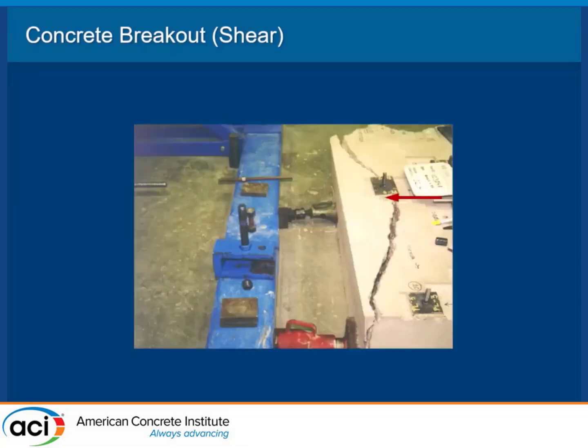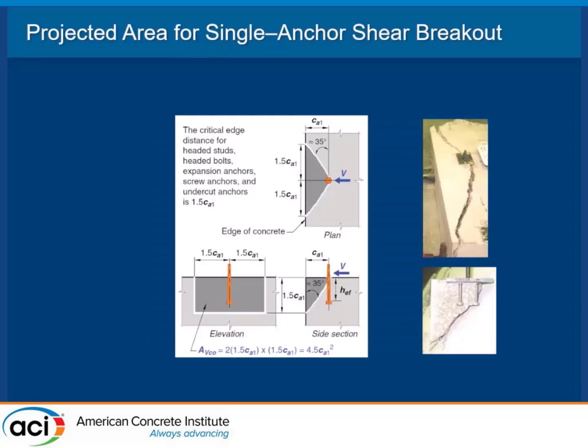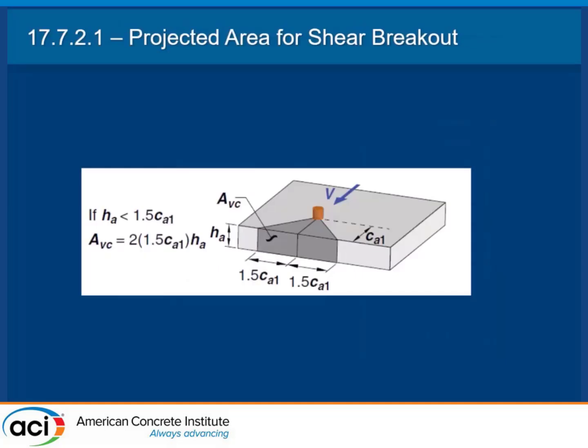Here's another case where you can see breakout. You're seeing that magical 35 degrees going out this way, and then we saw it underneath in the other photos. So this is a pretty straightforward calculation, as we did with tension. There's no magic to it. We're always using this 35 degrees.